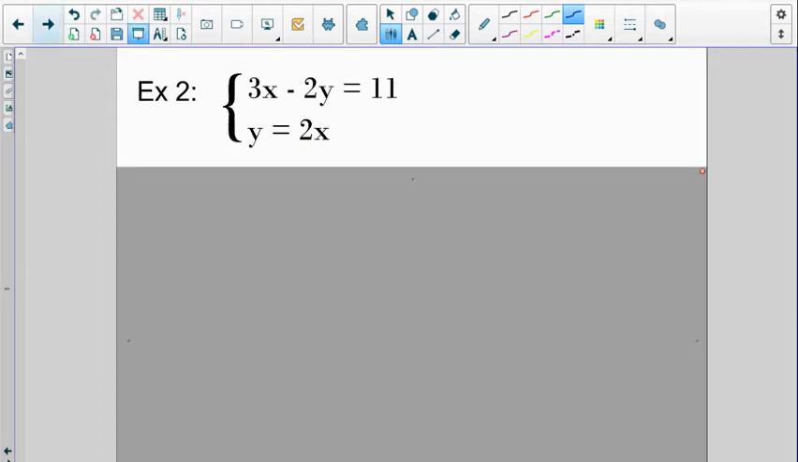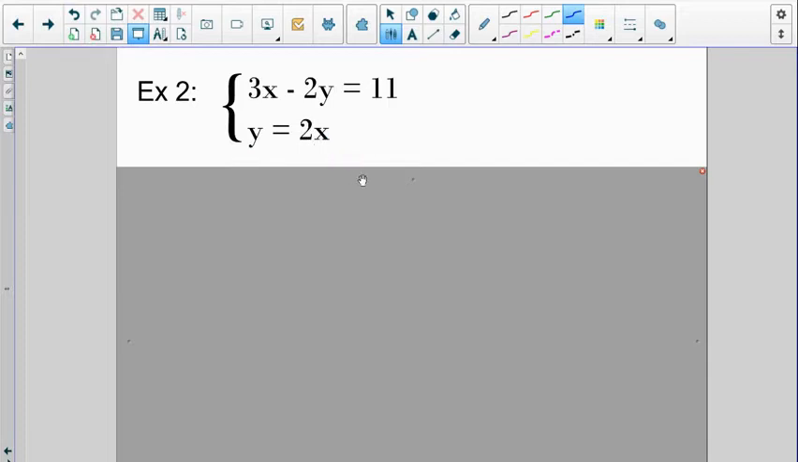Let's look at another one. Similar, except it's just a little bit different. We still have an equation where we have 3x minus 2y equals 11. That one doesn't really tell us a whole lot. But the second equation tells us everything we need to know about y. y equals 2 times x.